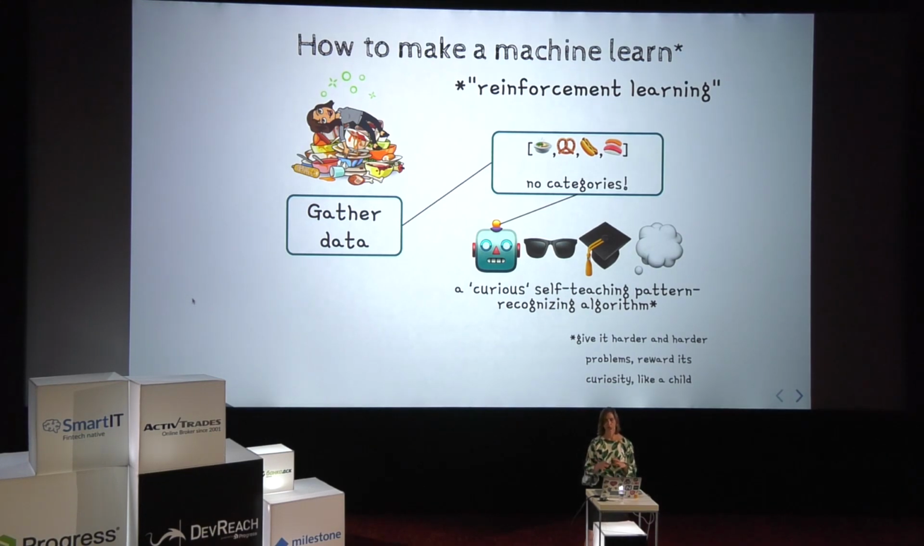So you ask the algorithm itself to evolve and invent categories for itself and invent guesses. It's going to be guessing, and you give it harder and harder problems and reward the algorithm for being more and more accurate. And this is actually a strategy that's informed by child psychology. So it's kind of interesting.